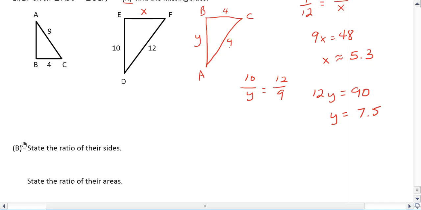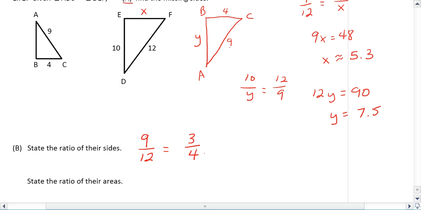It says, state the ratio of their sides. Well, it's probably easiest to state their ratio if you use whole numbers. So I'm just going to choose to put the small over the big. So I'm going to say 9 to 12. And if we're going to state this ratio, we do want to reduce. It reduces by 3. So it's 3 to 4.